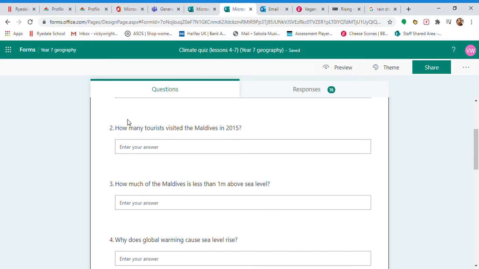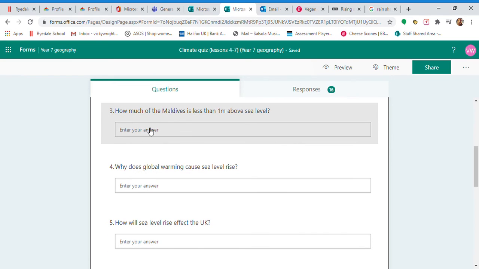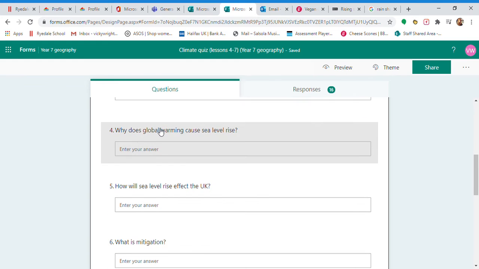Okay, how many tourists visited the Maldives in 2015? So that was on an information sheet that should look like this, and it says there was more than 1 million. A few people got this one right. So how much of the Maldives is less than a metre above sea level? That's 80%.